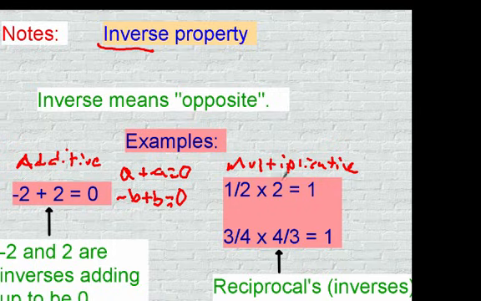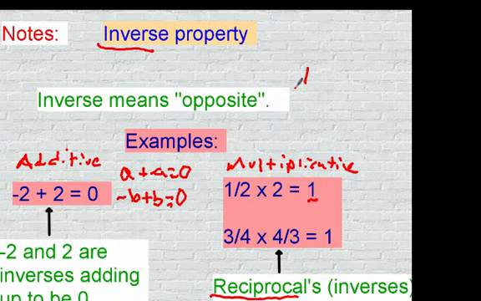The multiplicative inverse is what's called a reciprocal. And it's just if I took the fraction and flipped it. So for example, 1/2 times 2 equals 1. 1 is the identity. So the inverse of a number under multiplication is the number you multiply by that number to get 1. And all we're doing is we're flipping the fraction.